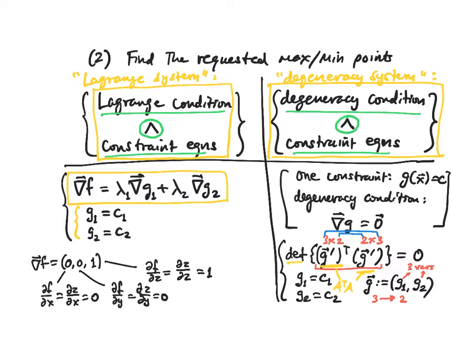The degeneracy condition for us, which I phrased here in terms of the Gramian, we can also rephrase by just saying that those gradients, these two gradients here, are linearly dependent. What about the gradient of G1?